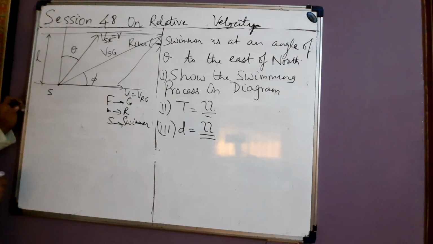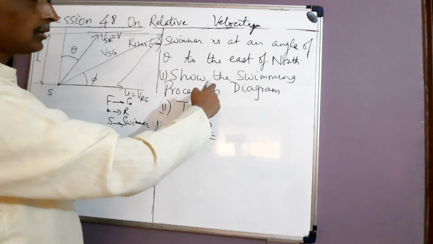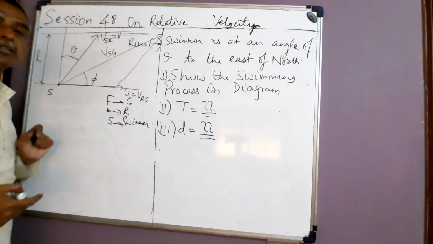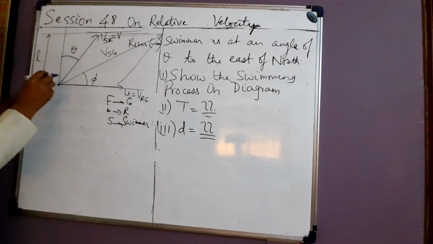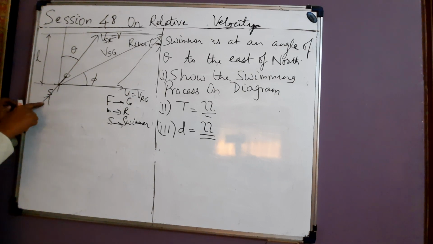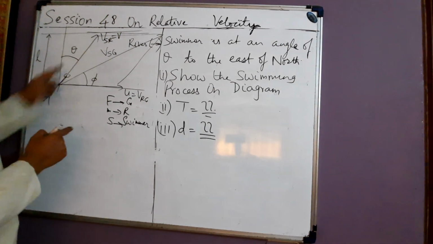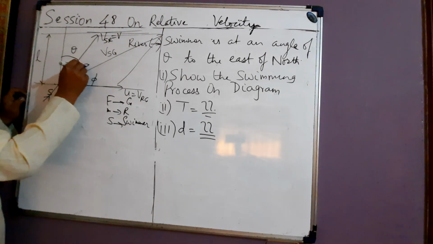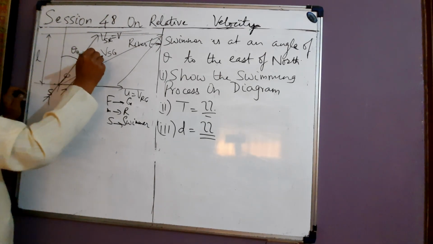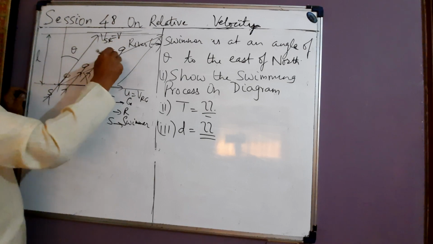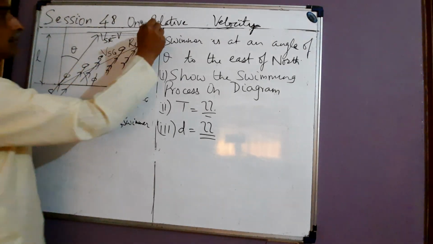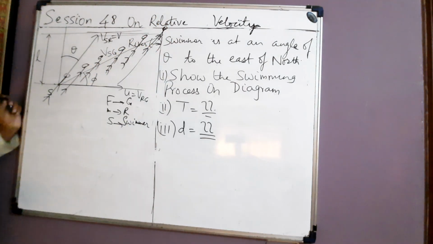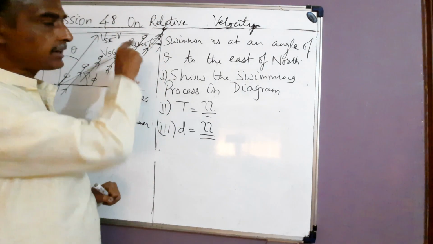Fine. So we have now to show one more thing in the swimming process on the diagram. The body axis of the swimmer has to be shown. Now the body axis of the swimmer is always along VSR. So it is something like this. This is the head, this is the feet of the swimmer. It is always parallel to the direction of vector VSR. Something like this. So this is the swimming process on the diagram.